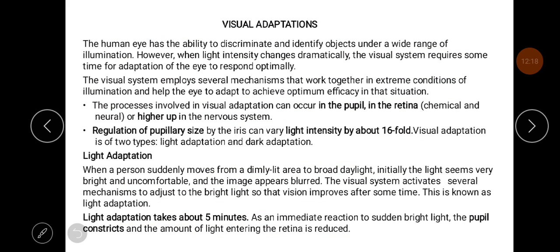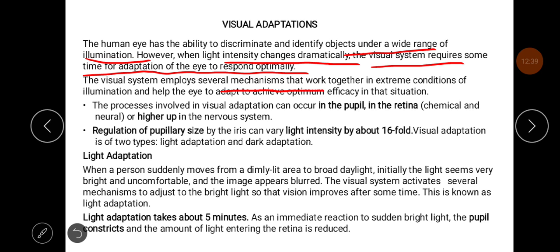Visual adaptations. The human eye has the ability to discriminate and identify objects under a wide range of illumination. However, when light intensity changes dramatically, the visual system requires some time for adaptation of the eye to respond optimally. The visual system employs several mechanisms that work together in extreme conditions of illumination and help the eye to adapt to achieve optimum efficiency in that situation.